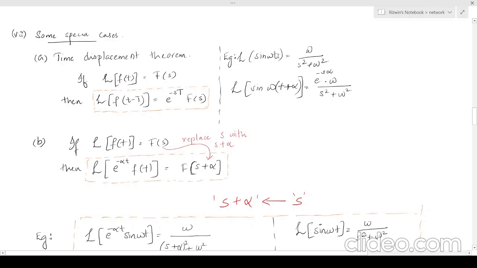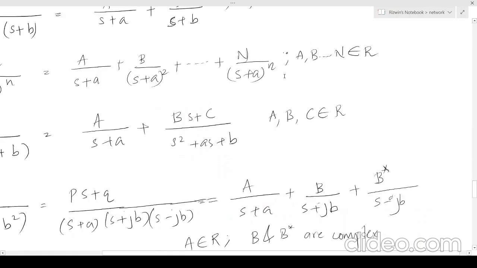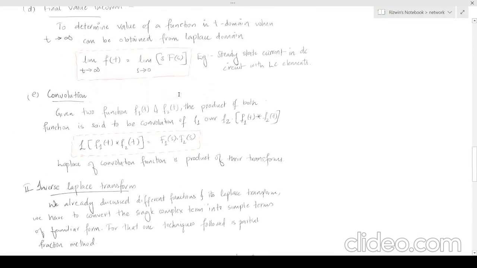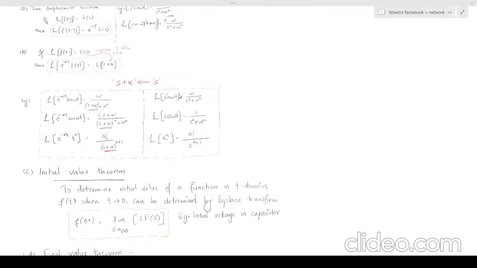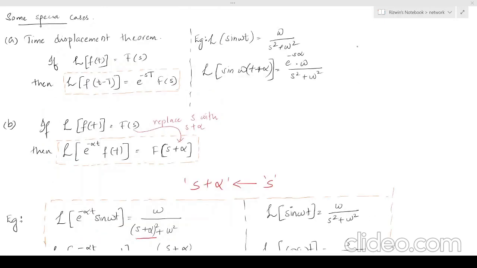Now I apply a time delay of alpha as shown, and the Laplace transform of sin omega t, which is given here, is multiplied by the factor e raised to minus alpha s, and this is how it is changed. So this is called the time displacement theorem.